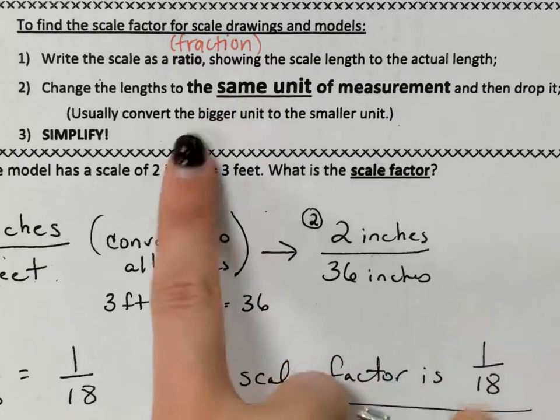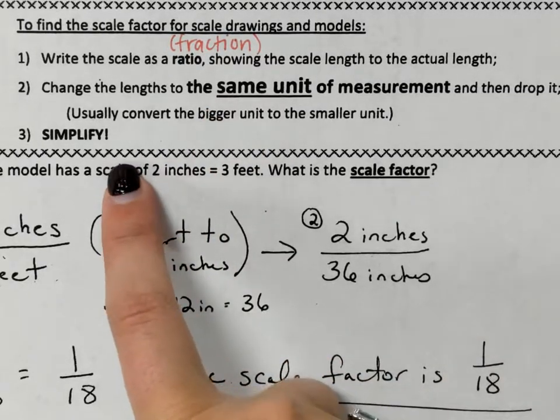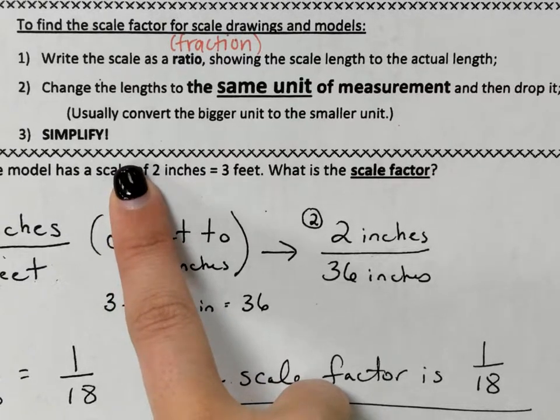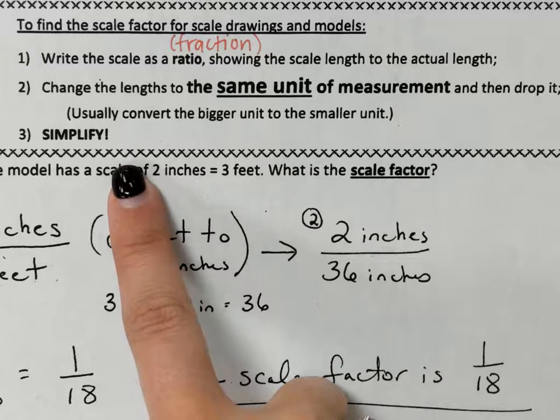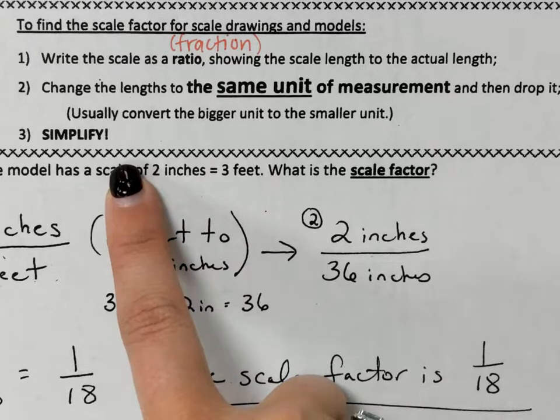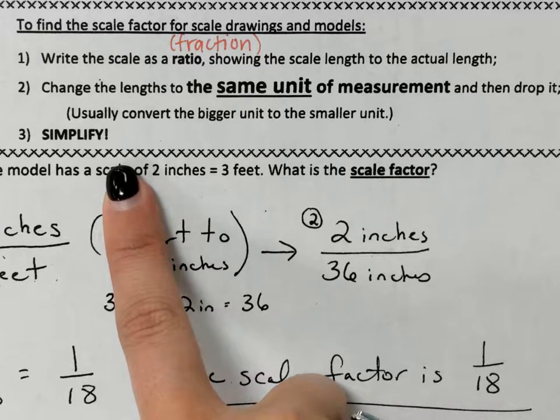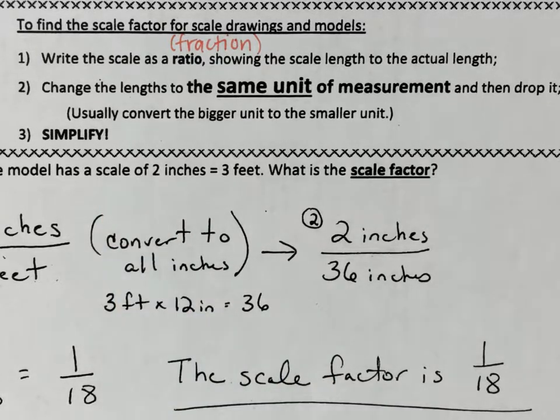Okay. Once you do that, then you have to simplify. So a scale factor will never have units with it, and it will never be unsimplified. So it has to be completely simplified for it to be a scale factor. Okay. So let's look at example A.